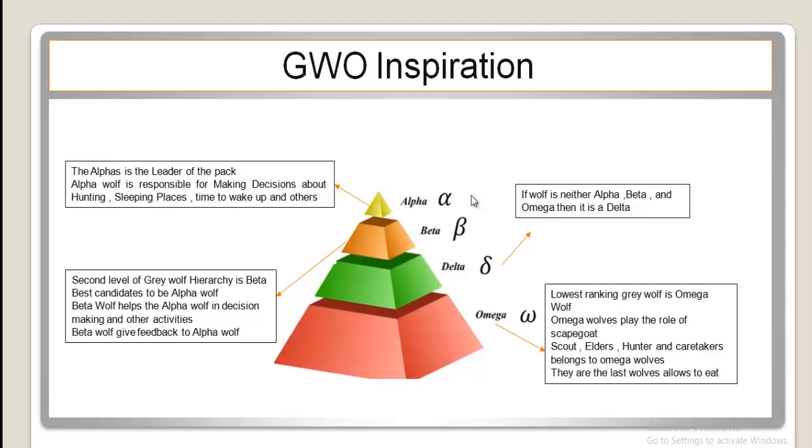So the diagram in this slide illustrates the tiered structure of the wolf hierarchy, which is directly translated into the algorithm strategy for navigating the search space to find the optimal solution. Each level of the hierarchy plays a main role in the gray wolf optimization, ensuring that the algorithm explores and exploits the solution space effectively. The gray wolf optimization algorithm mechanism.